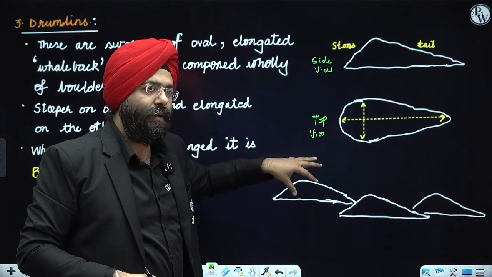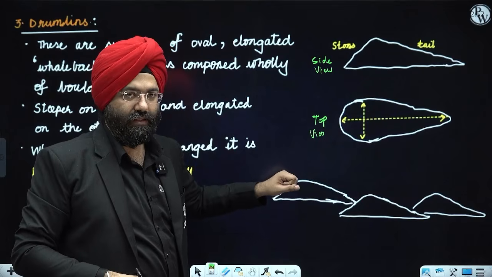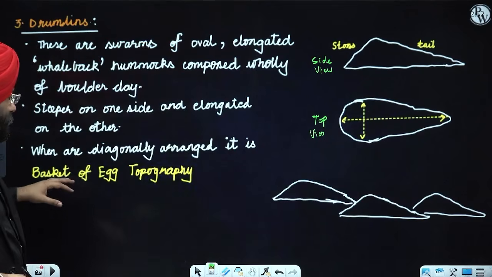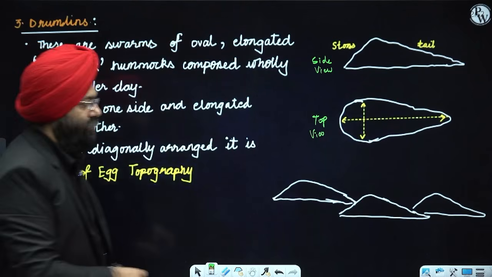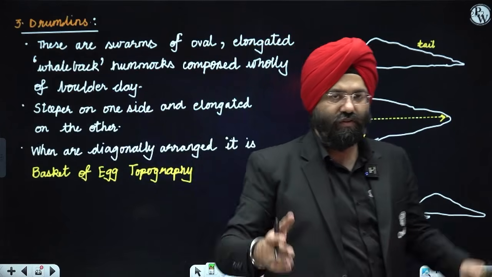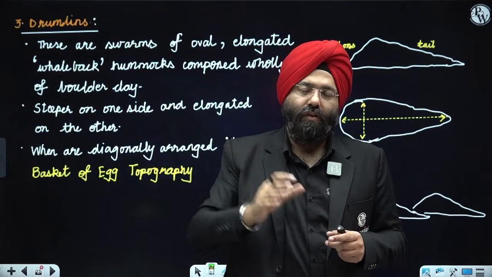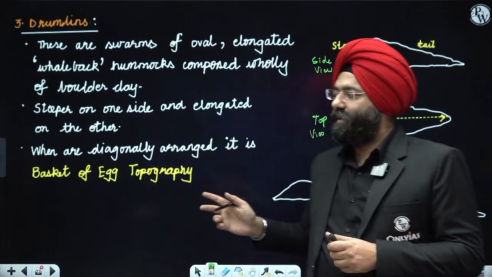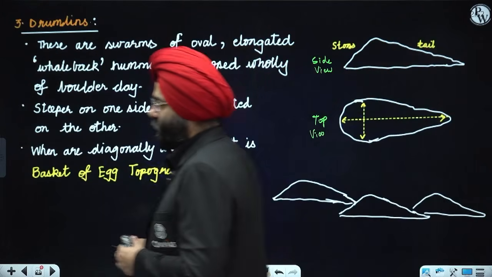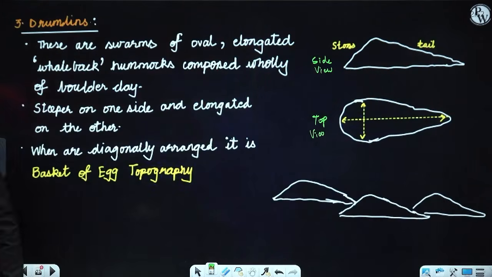If you see it, it will appear like a basket of eggs. That is why it is known as basket of eggs topography, especially when they are arranged diagonally, because when you see a crate of eggs also, it appears like that if you see it from the top or even from the side. So these are basically what? Drumlins. Write it down. Drumlins. Okay, let's move ahead.